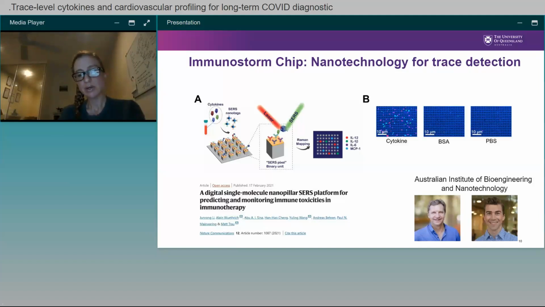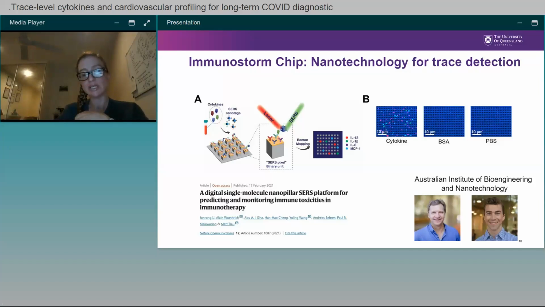This is where my colleagues from the Australian Institute of Bioengineering and Nanion Technology came in, shown here, Matt Trow and Elaine Worthridge. What they developed was a chip that could detect cytokine levels down to the femtogram level. So not nanograms, femtograms. And this was all done using nanotechnology. You can design what cytokines you want to put on the chip.